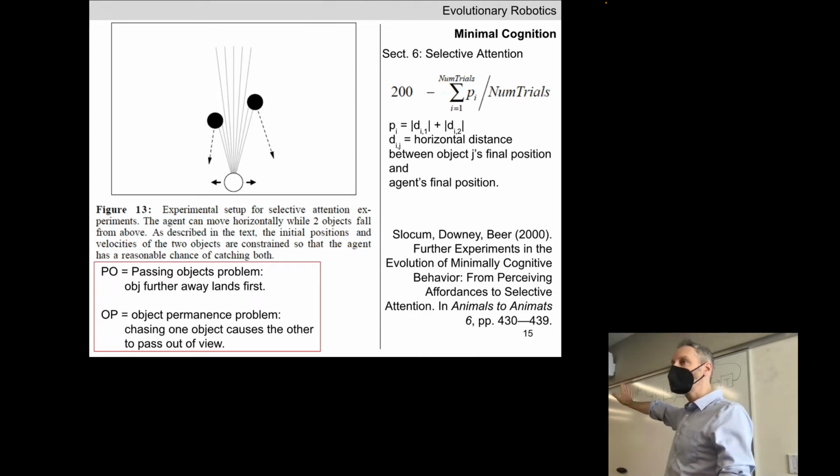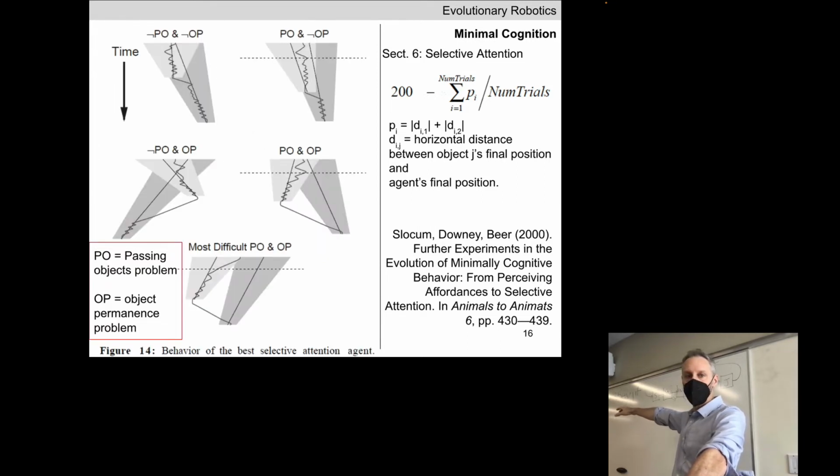We're going to look at an evolved CTRNN at the moment. And as always in this paper, the investigators are going to play back that evolved CTRNN under several different conditions. And they're going to do so in increasingly difficult conditions. The first condition we're going to look at, there is no passing objects problem and there is no object permanence problem. That's this one up here. No passing objects problem and no object permanence problem. The second environment, the objects are going to pass one another. In the third environment, the only way to solve this problem is to move in such a way that you can no longer see one of the objects for a considerable period of time.